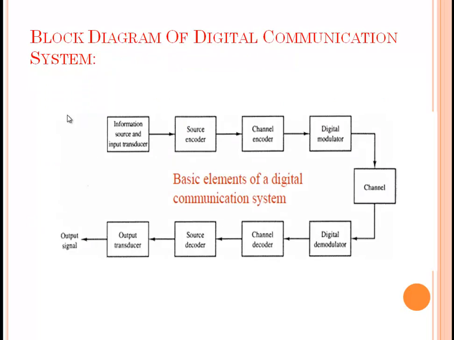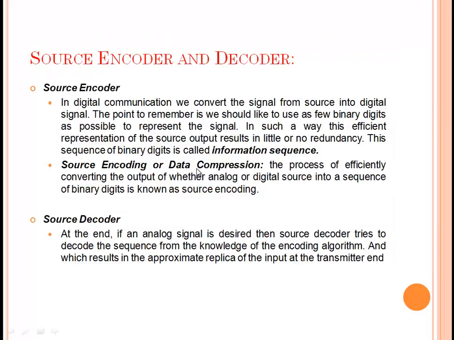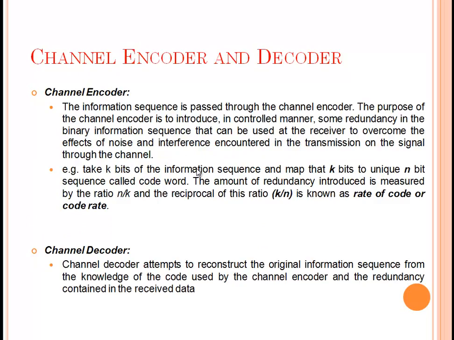There's a source decoder at the transmitter side. The main job of the source decoder is to do the reverse job of the source encoder. So at the end, if an analog signal is desired, then the source decoder tries to decode the sequence from the knowledge of the encoding algorithm at the transmitter, right? Which results in an approximate replica of the input at the transmitter end.